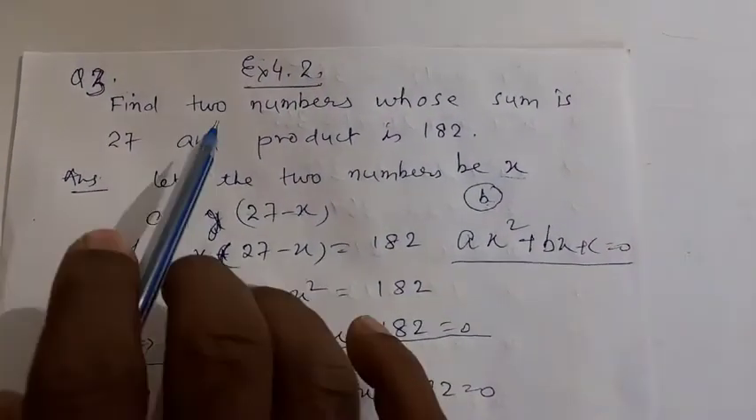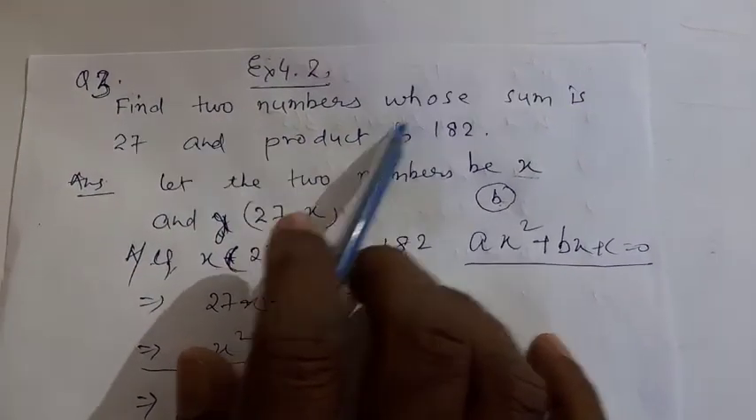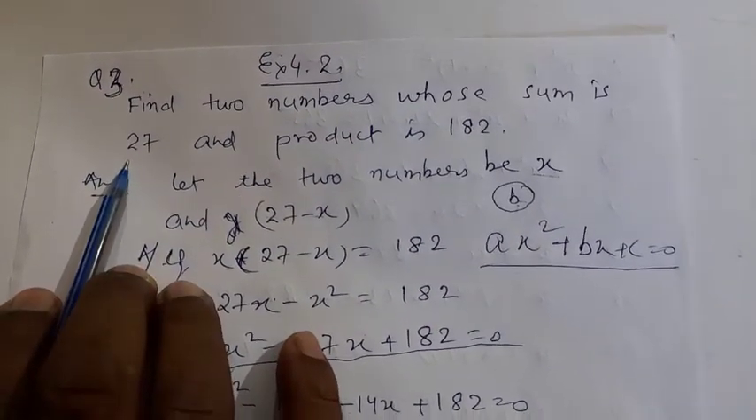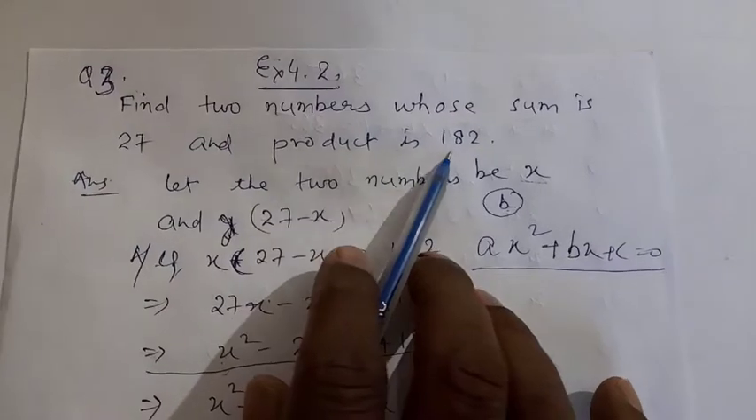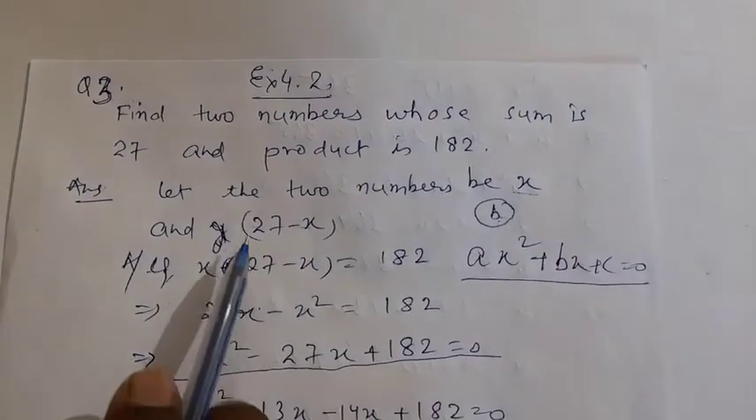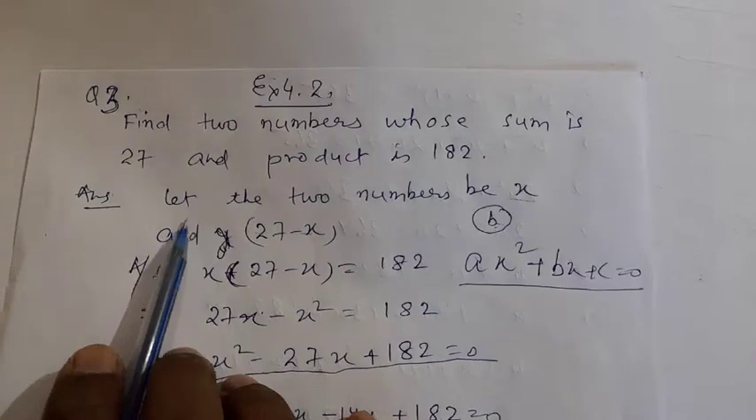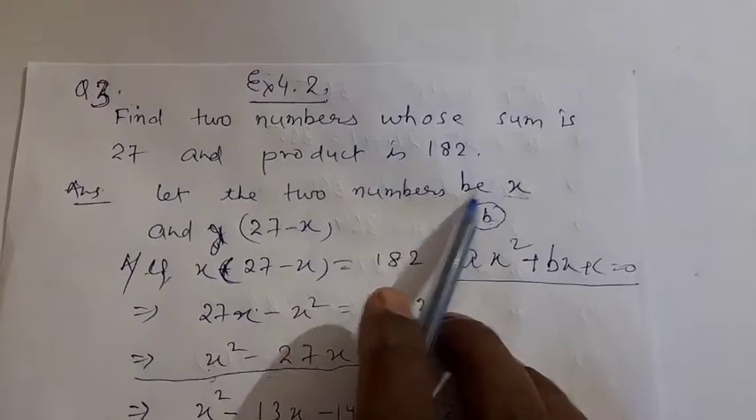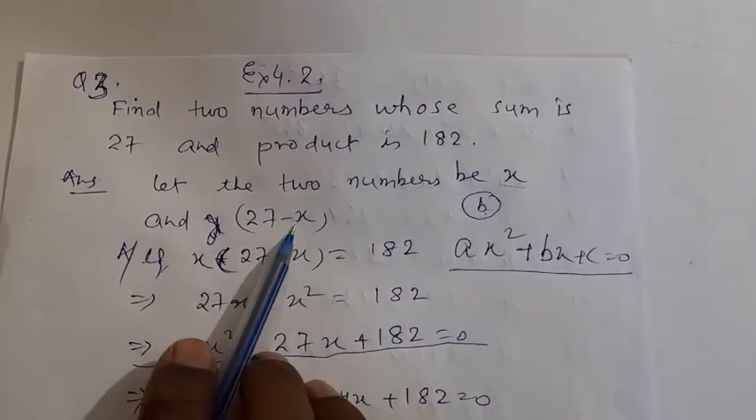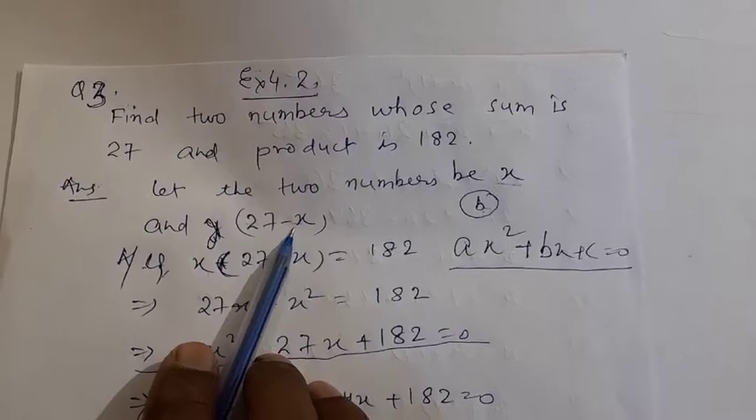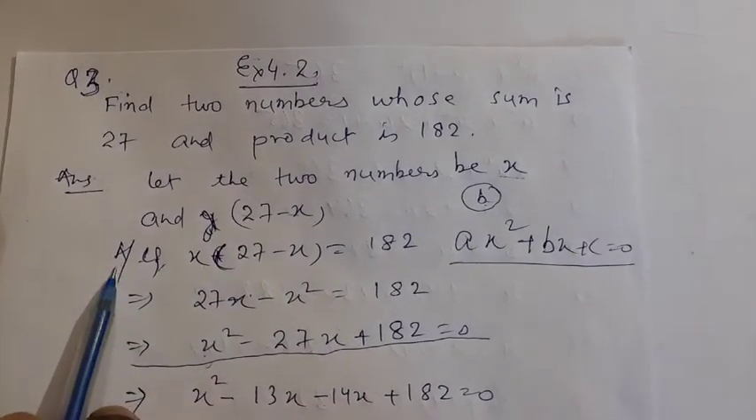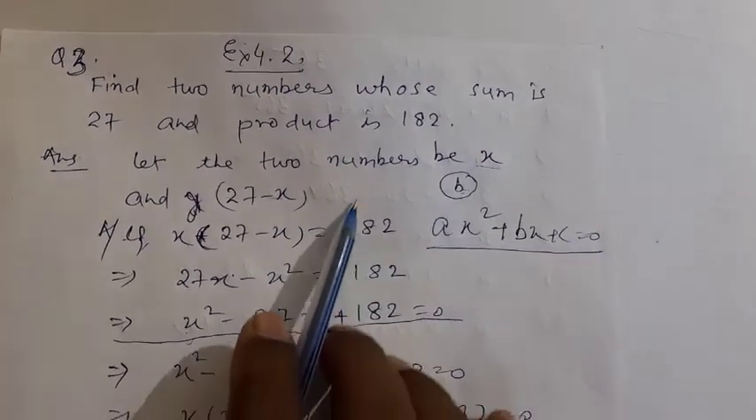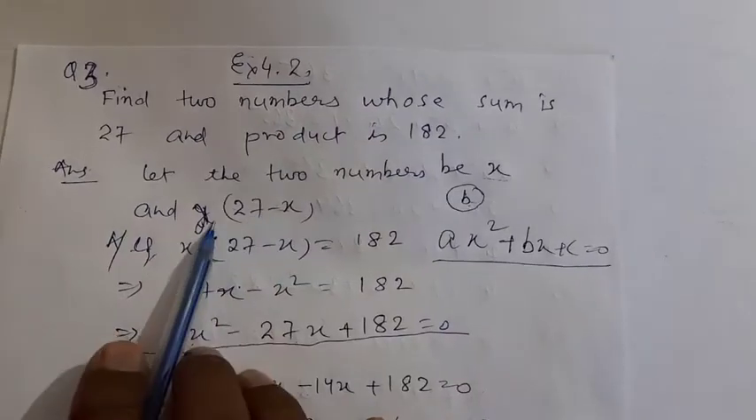Now we have to find two numbers which when added become 27 and when multiplied become 182. For that we can take two numbers ourselves: x and 27 minus x. Now, when we express it in the form of equations, how can we put it? The numbers are x and 27 minus x.